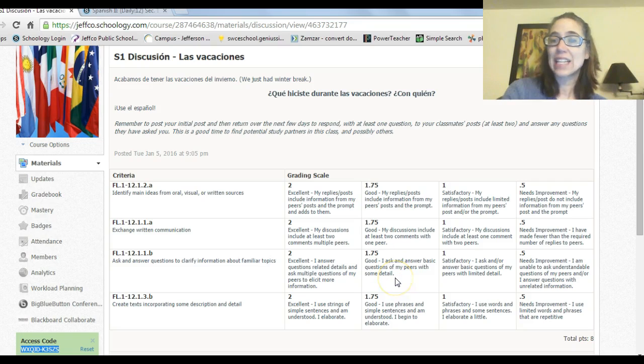You also ask and answer basic questions of your peers with some detail, meaning it's not just estoy de acuerdo, or it's not just yo también, or a mí también. It needs to have detail to show that you have understood what they have stated. And then the last one is going to be different depending on the level of Spanish where you are, as to how clean your Spanish is. So I'm not going to go over that one. But those are the first 3 things that just get you into the good category.